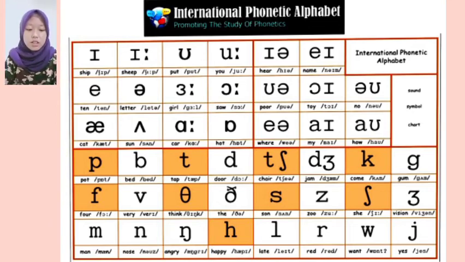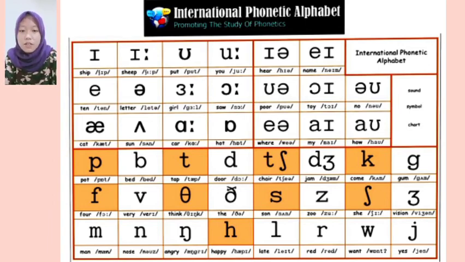The next one is ch sound. The example is chair. The next one is j sound. The example is chain. The next one is k sound. The example is come. The next one is g sound. Okay, the next is f sound. The example is fall.